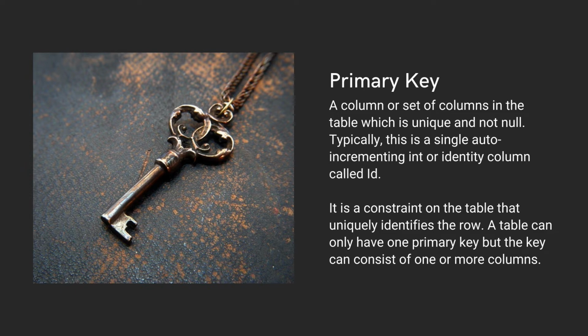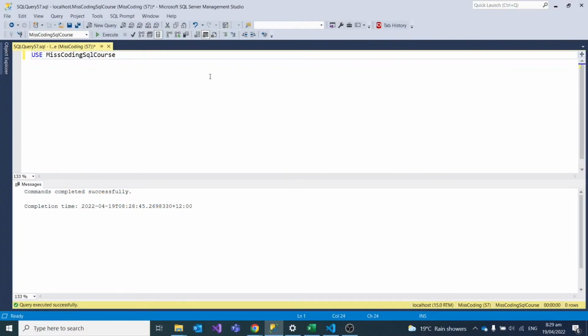It's best practice to include one pretty much against every table because you never know what tables you're going to include in the future that might need a reference to the table that you're creating. It's a constraint on the table that uniquely identifies the row, and a table can only have one primary key, but the key can consist of one or more columns. I typically find that I'm just using one column, and it's just an auto-incrementing integer, which I call ID. So now that you know what a primary key is, let's show you how to create one in a table.